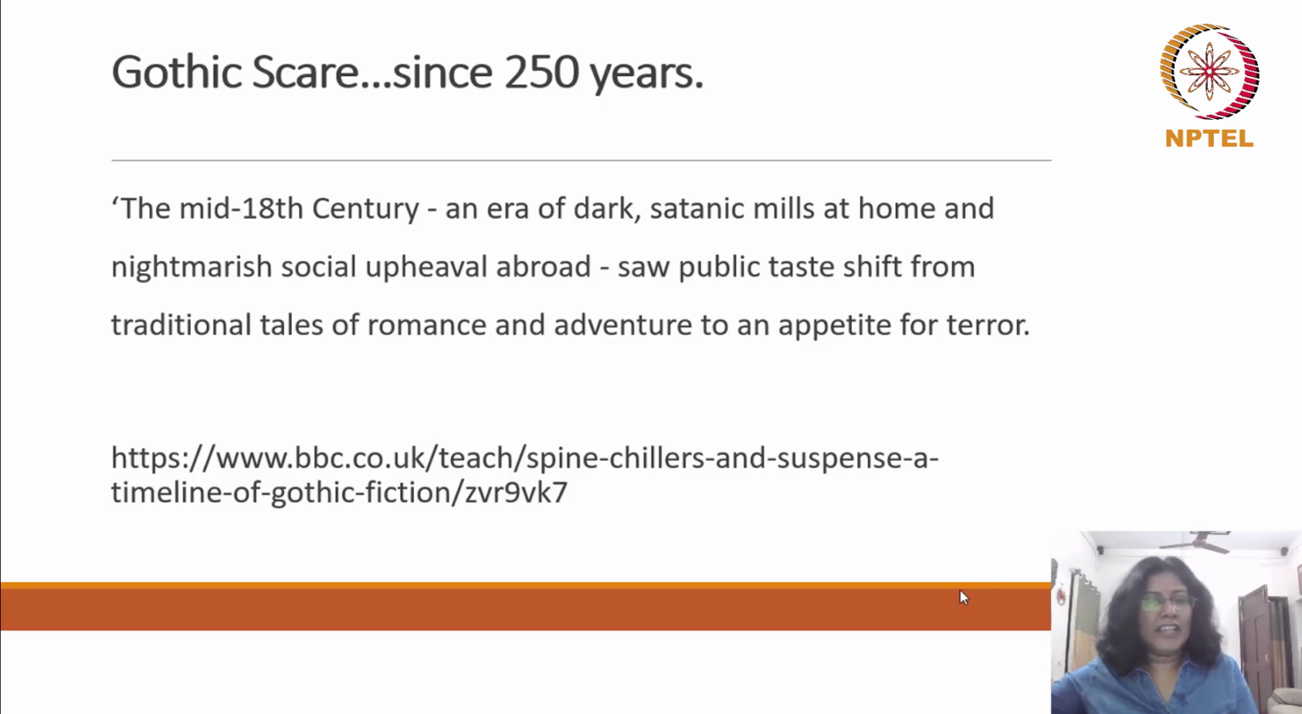So this period is also associated with a nightmarish social upheaval abroad, that is, away from Great Britain. The reference here is particularly to France, because the French Revolution was brewing towards the second half of the 18th century. Now, the Gothic is seen as a result of this combination of social and historical factors, and this period also saw a shift in public reading taste, from traditional tales of romance and adventure to an appetite for terror and horror and the supernatural.